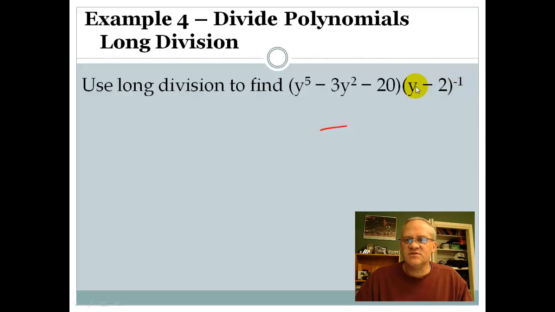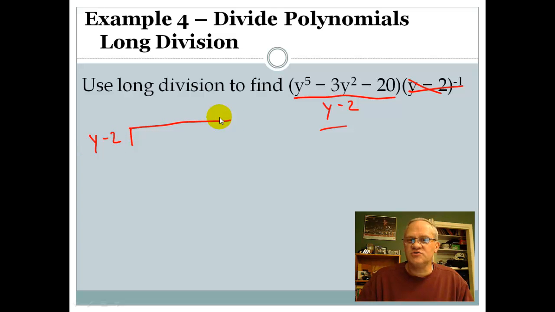All that means is instead of having this, you've got this top one divided by y minus 2. Okay, so then this can get crossed out here. So this y minus 2 to the negative first power just means that's being divided on the bottom. That's all that means. All right, we set it up the same way now. So I've got y minus 2.